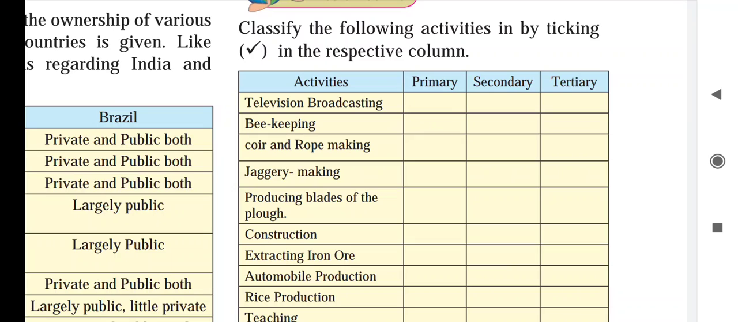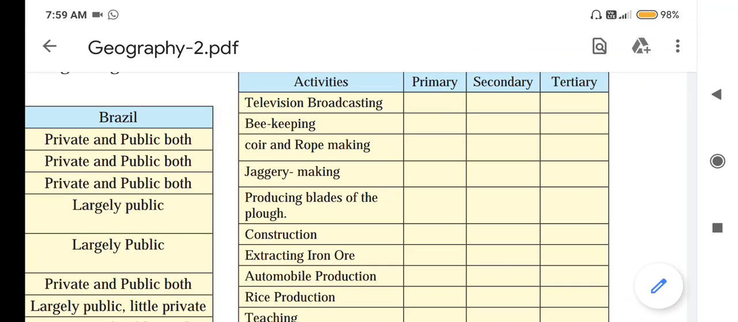And next is given here. Coir and rope making, it will come in secondary occupation. Next, jaggery making, secondary. Production of blade of plough, secondary. Construction, it will come in tertiary occupation. Extracting of iron ore, it will come in primary occupation.